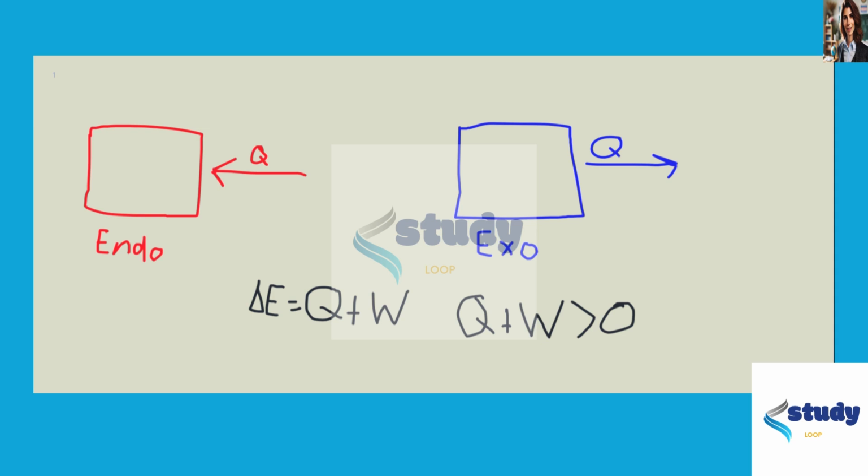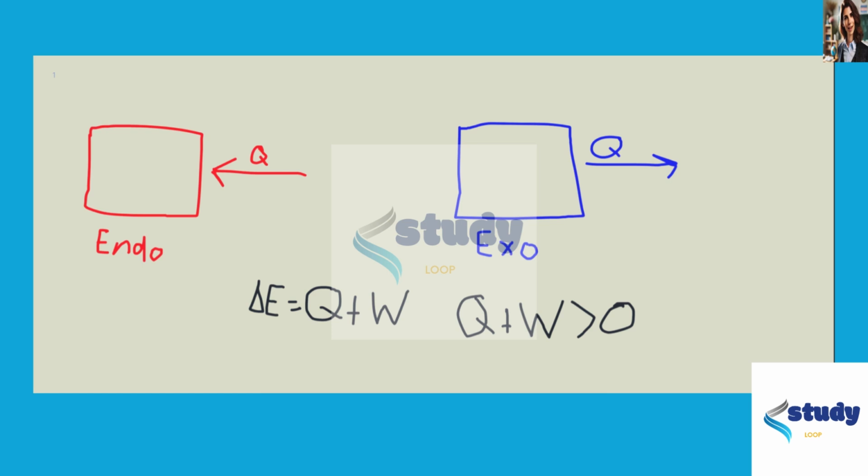So none of these processes would be exothermic. None of these processes would have delta E less than 0. They're all going to have delta E greater than 0.